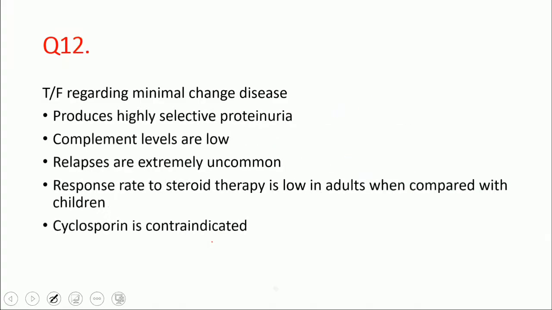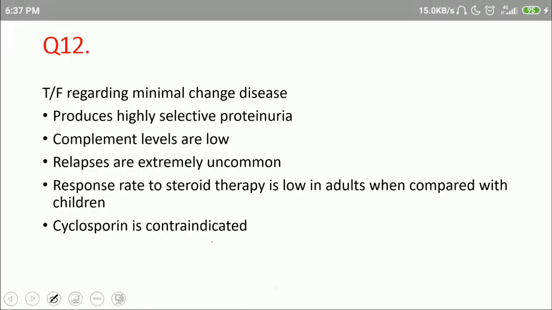In pediatrics also they ask very similar questions. So this is referring to minimal change disease. Produces highly selective proteinuria.